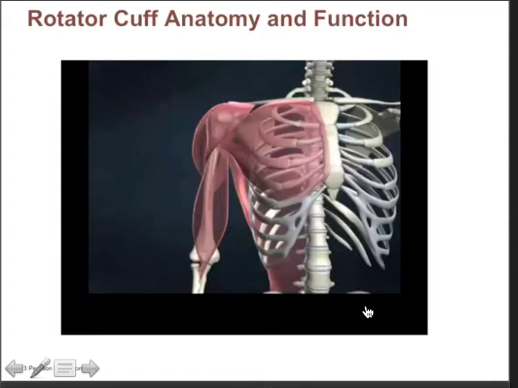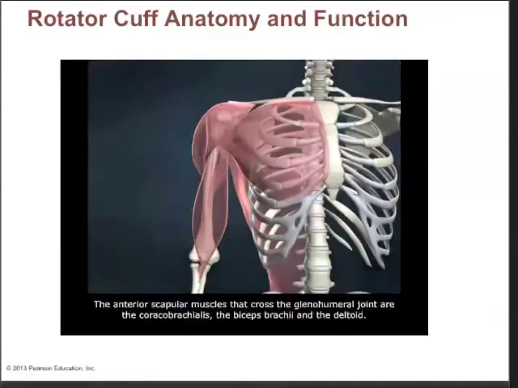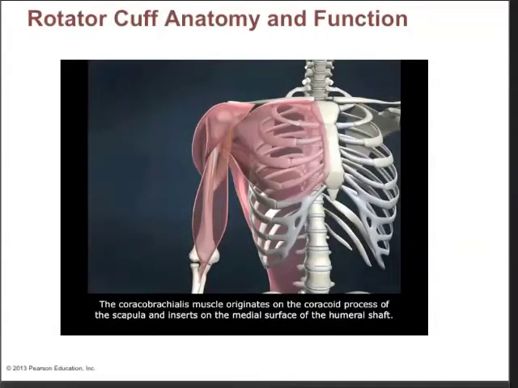So let's take a look again at some more muscles that run across the shoulder joint and what they do. The anterior scapular muscles that cross the glenohumeral joint are the coracobrachialis, the biceps brachii, and the deltoid. The coracobrachialis muscle originates on the coracoid process of the scapula and inserts on the medial surface of the humeral shaft.